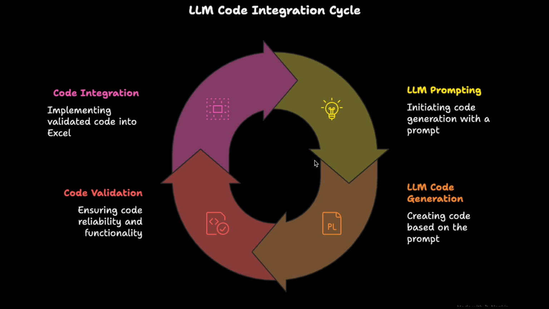Basically, once we get in there, we give a prompt, and then that prompt should generate some code based on the prompt. Then we need to validate this piece of code to see whether it's fit for purpose. Does it function correctly? And finally, once we're happy with the code, all we need to do is copy and paste it into Excel for use. Okay, let's now look at how actually we can do this.